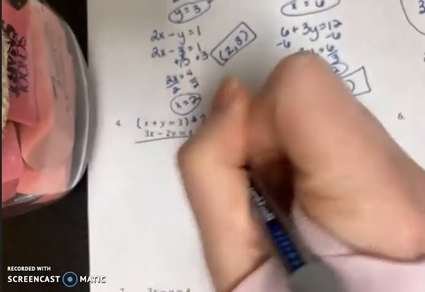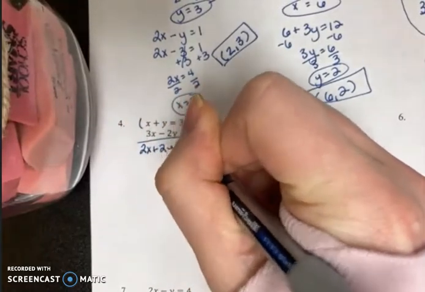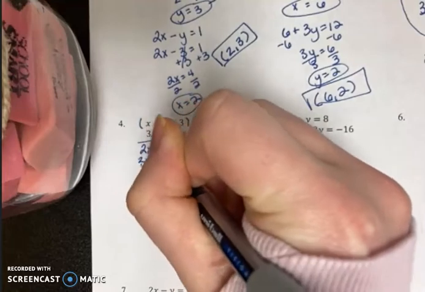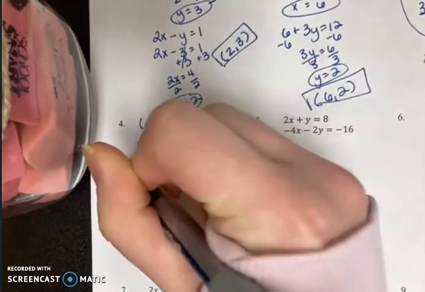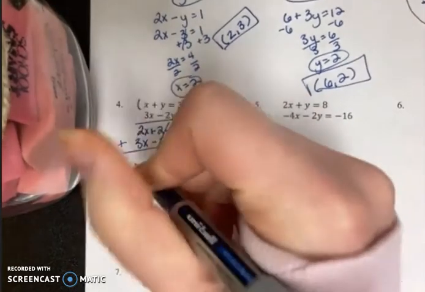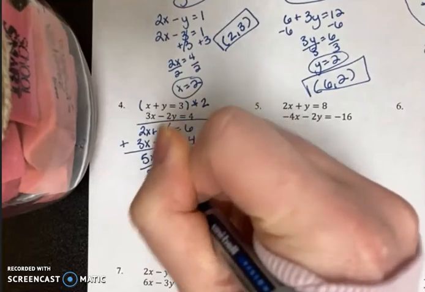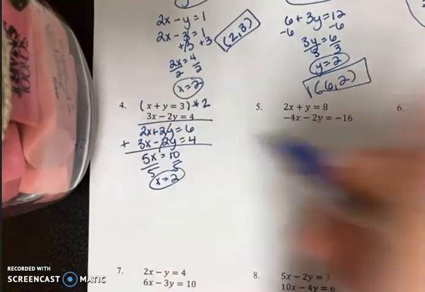So if I multiply by a positive 2, that gives me 2x plus 2y equals 6. The second equation I had left alone, so I'm just rewriting it. Remember, you're adding them together. The y's cancel. I'm left with 5x equals 10. Or if you divide each side by 5, that's x equals 2.